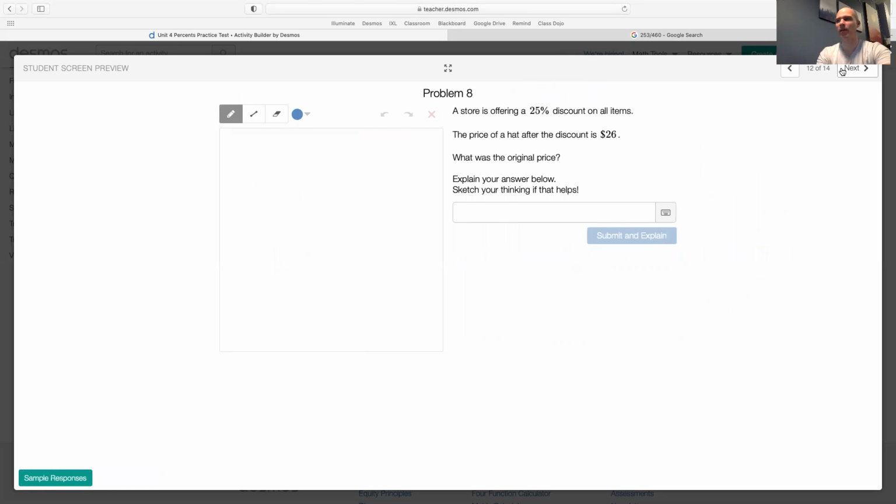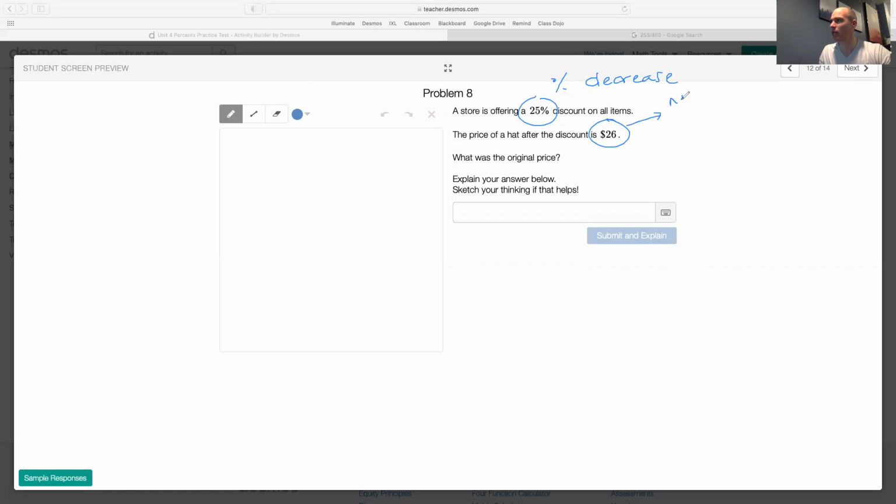Okay, problem 8. A store is offering a 25% discount on all items. Okay, so that's going to be a percent decrease, right? Discount, decrease, lowering the price, whatever you want to say. The price of a hat after the discount is $26.